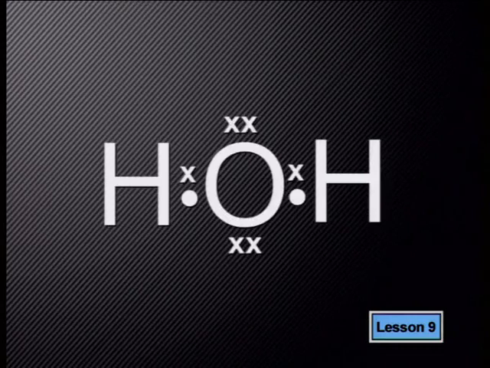In water, oxygen is the central atom. It has 6 valence electrons. There are 2 unpaired electrons here. These share an electron with 2 different hydrogen atoms to form 2 single sigma bonds.